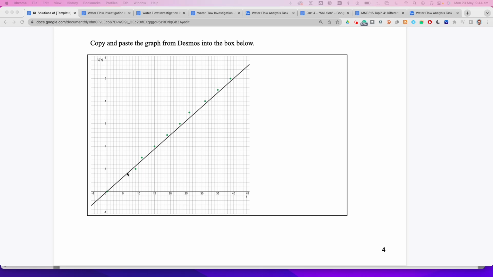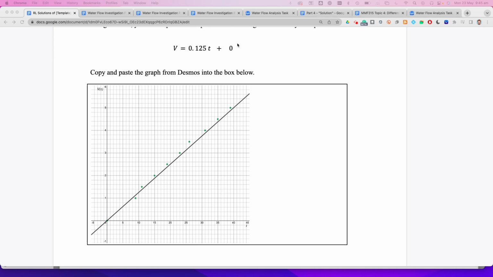So a constant gradient means that whenever I look at the rise over the run, whether it's over a small section of the graph or a large section of the graph, the value is always the same. The ratio, if you like, of rise to run, or the calculation of rise divided by run, is always the same.